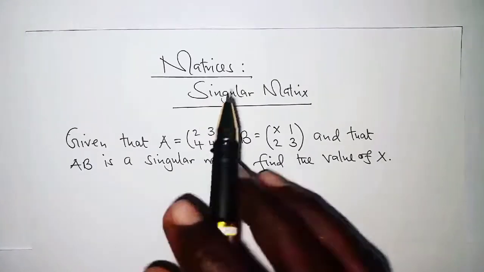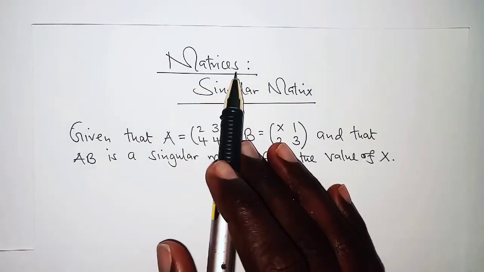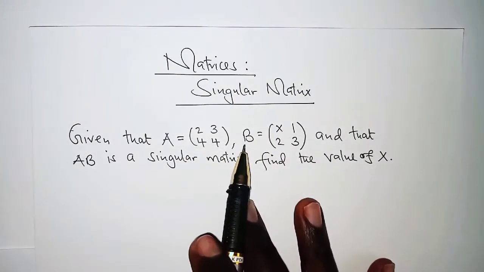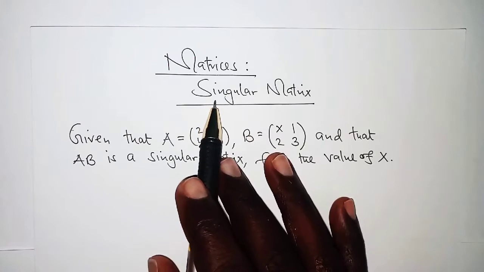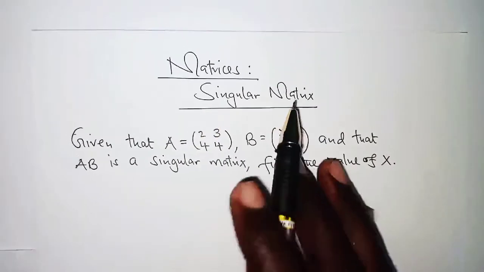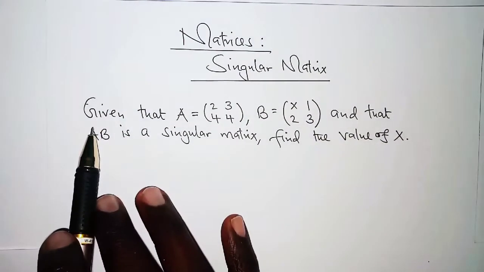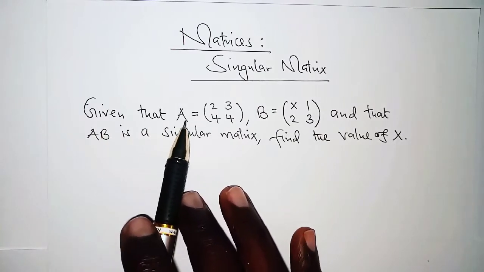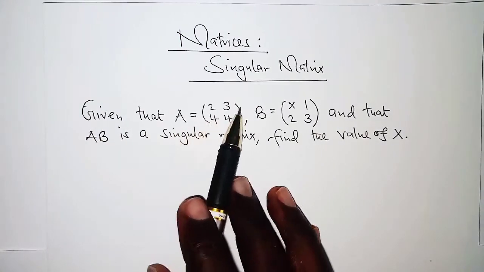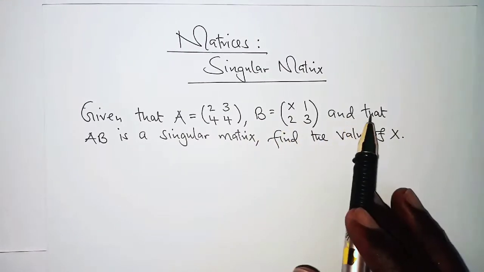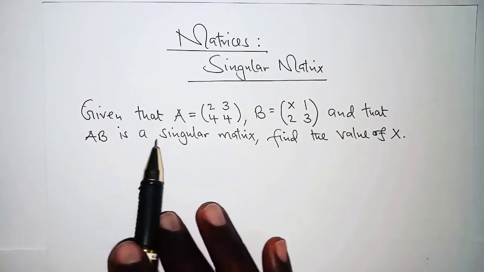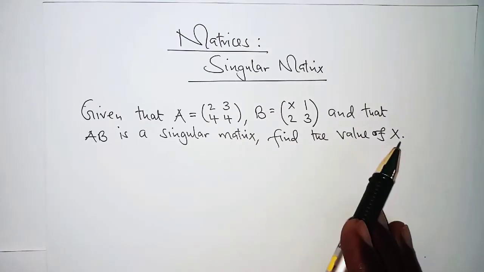In today's presentation, we are going to look at matrices, and under matrices, the problem we are going to look at today is on singular matrix. The question reads: given that matrix A is [2, 3; 4, 4] and matrix B is [x, 1; 2, 3], and that AB is a singular matrix, find the value of x.